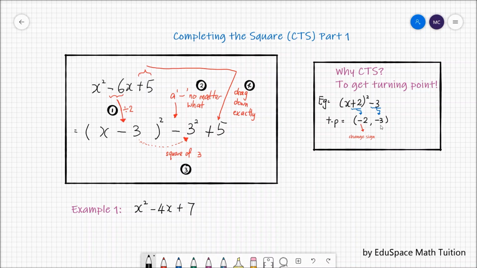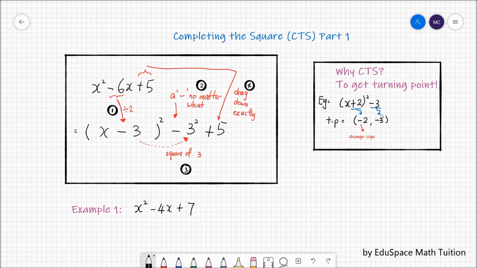How do we get the x value quickly? We will just get it inside the bracket here. We have a plus 2 here, so our turning point x value will be negative 2. Bear in mind that it is very important that you must make sure you change the sign of this positive 2. If you have a positive 2, you will change it to negative 2. If you have a negative 2, you will change your x coordinate to become a positive 2.